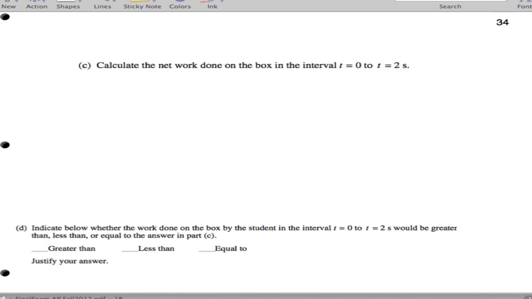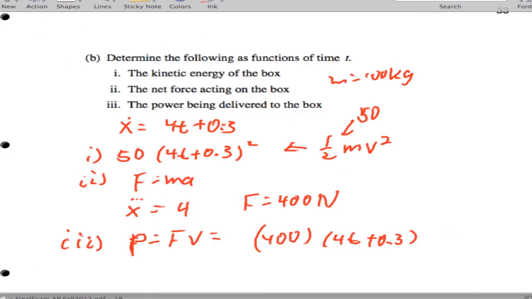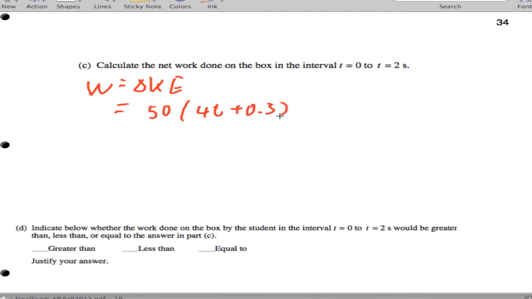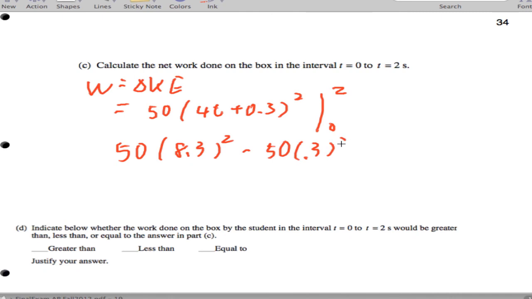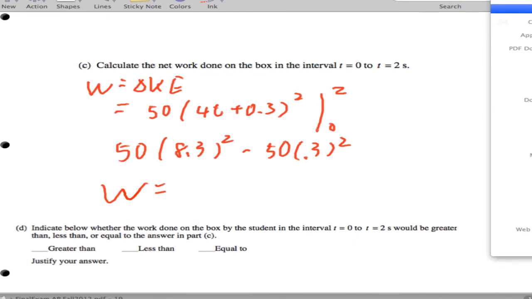Excellent. So next part, the work done on the box from 0 to 2 seconds. What I would do is this: work is change in kinetic energy. It's much easier. So I have 50 times, if I have this right, (4t plus 0.3) quantity squared, and that's going to be from 0 to 2. So I'm going to get 50 times 0.3 squared minus 50, got it backwards, 50 times 8.3 squared minus 50 times 0.3 squared. And so the work done is going to be, I'm getting 3,440 joules.